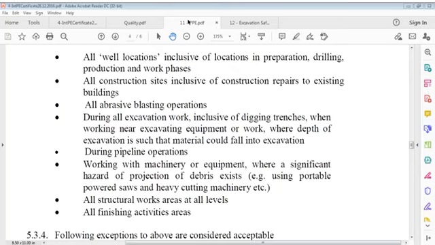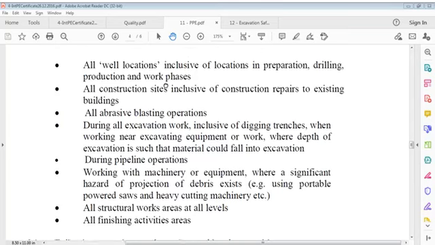Working with machinery or equipment where a significant hazard of projection of debris exists, namely using portable powered saws and heavy cutting machinery. All structural works areas at all levels, all finishing activities areas.